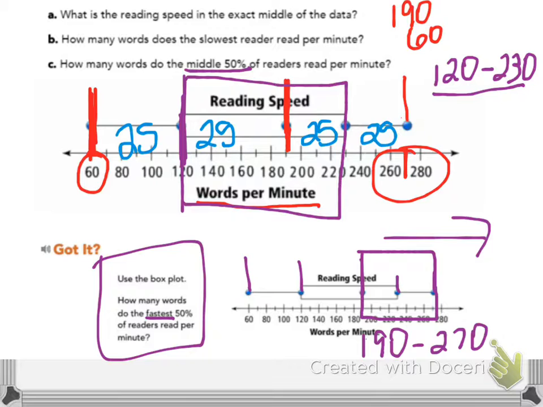So that is how you read a box plot. If you have any questions, send me an email. Just keep in mind that between each data point is 25% of the data.